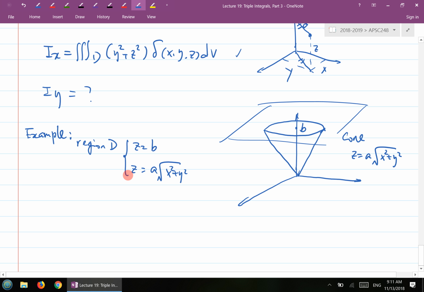So here's region D, and we're going to assume the density for the region D is 1, to make it a little simpler. And I want to calculate the moment of inertia of this object with respect to the z-axis.